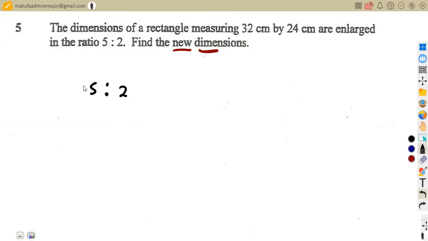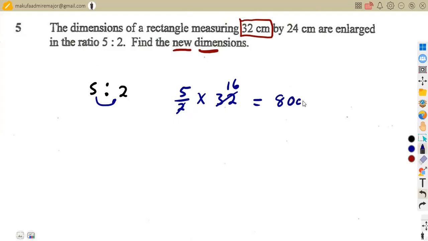So we are enlarging in the ratio of 5:2. This is our enlargement. So for the 32 centimeters, we are going to enlarge this in the ratio of 5:2. So we're going to have 5/2 times the side that you're supposed to enlarge, which is 32 centimeters in this case. You multiply the enlargement by the 32 centimeters. That is the first enlargement. That is going to be something like 16 here, 16 times 5, which is going to be 80 centimeters.